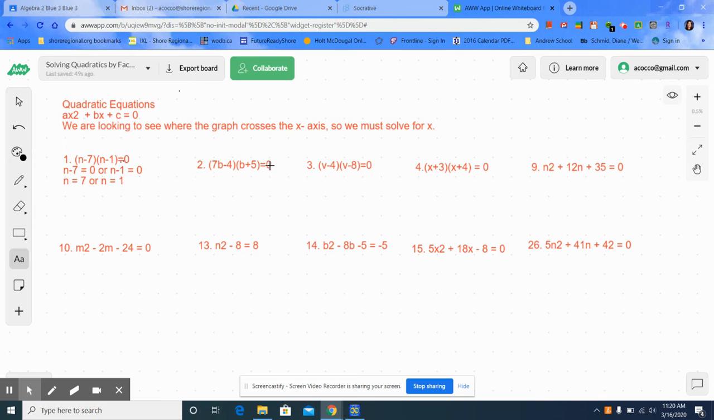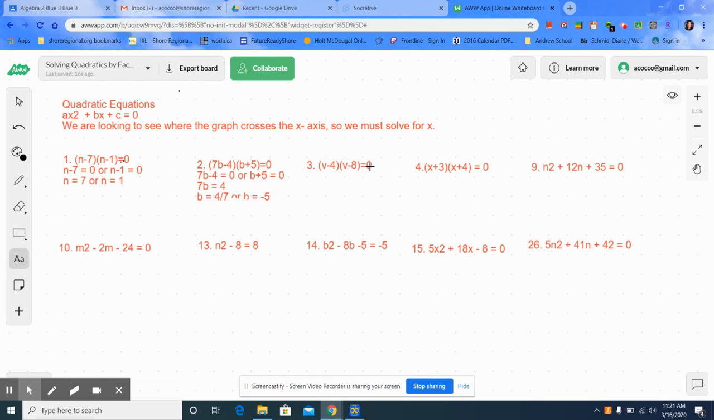In the second example, we have a little bit more work to do. We check to make sure it's equal to 0. We set 7b minus 4 equal to 0, or b plus 5 equal to 0. 7b equals 4 if we add 4 to both sides, and then we divide by 7, and we get 4/7. Or b equals negative 5.